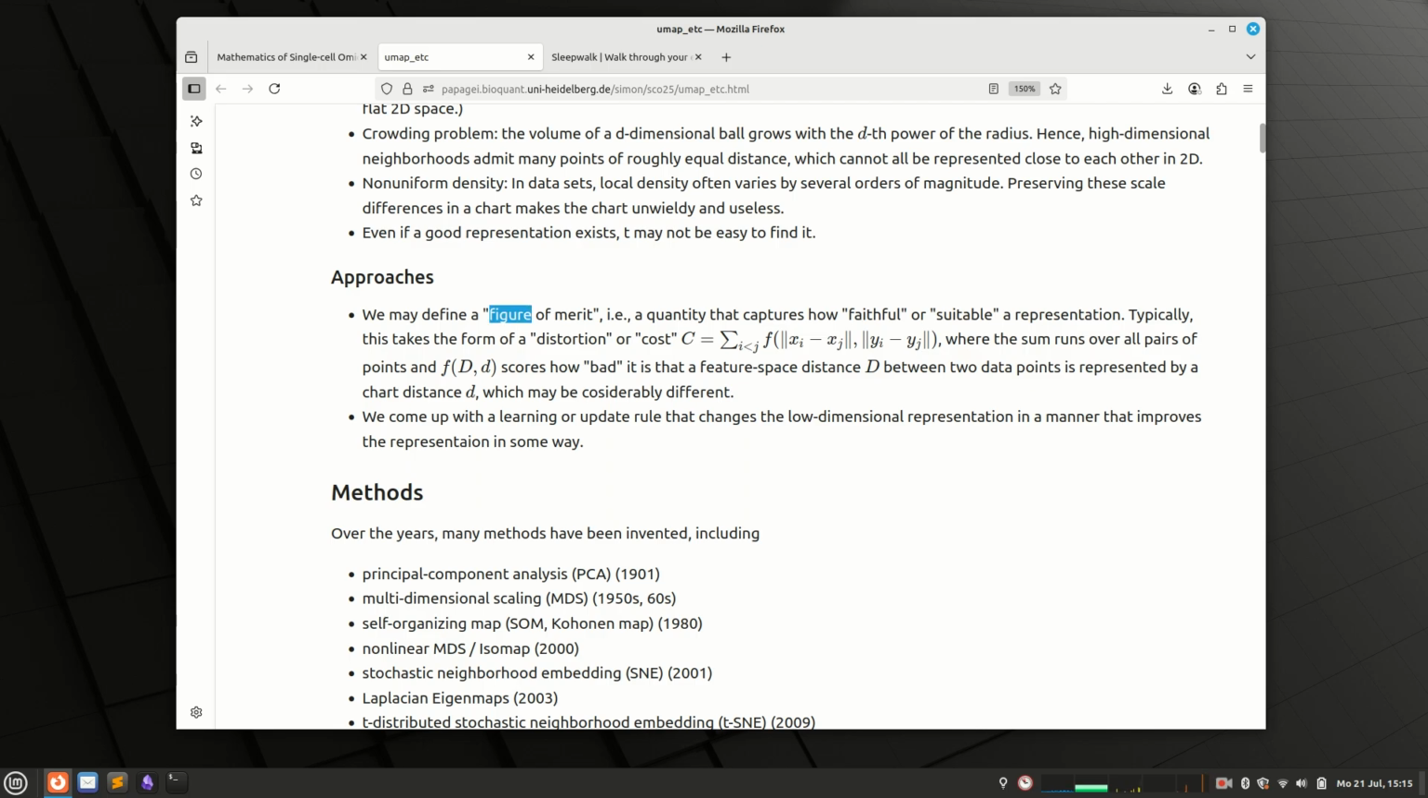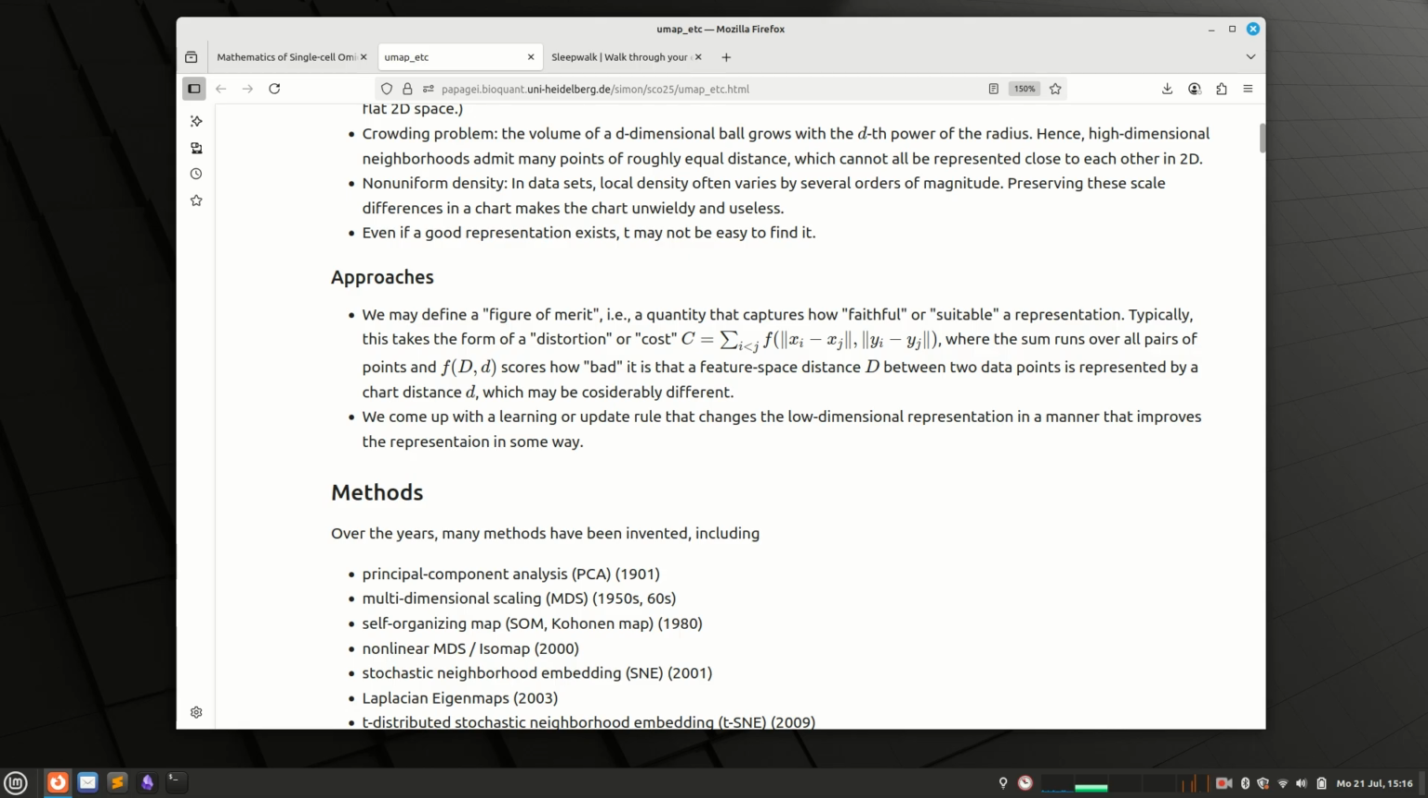But in general, this is what people often do. We define some figure of merit which tells us how faithful the representation is. And typically I might have a function which compares the distance in feature space to the distance on my chart, on my plot, and somehow gives a score about how well these two agree, and I calculate this score by adding this score over all pairs of points, and then I try to minimize this thing here. And in this function f, I can now try to encode all my desires about where the thing should be faithful and where it should cut corners in order to make trade-offs.